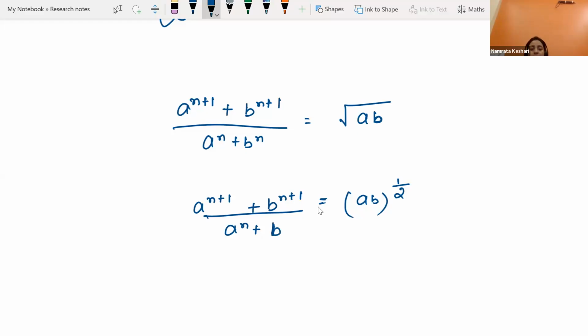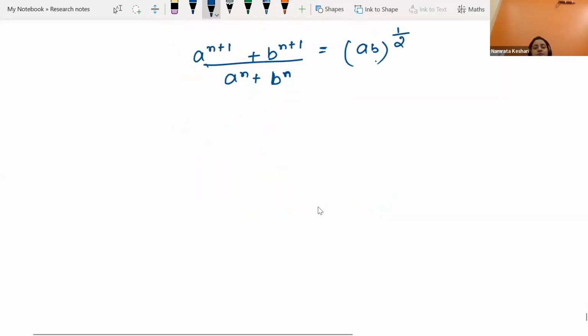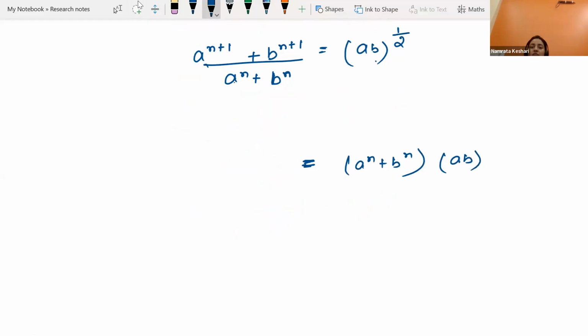Okay, so can we write root ab as ab to the power 1 by 2? Yes, we can, right? Now, any confusion, Ali and Alina, so far? No, ma'am. What we are doing now: a to the power n, b to the power n, we can shift it to this side. It will become a to the power n plus b to the power n multiplied with ab to the power 1 by 2. Okay, distributive property we will apply here, but carefully.